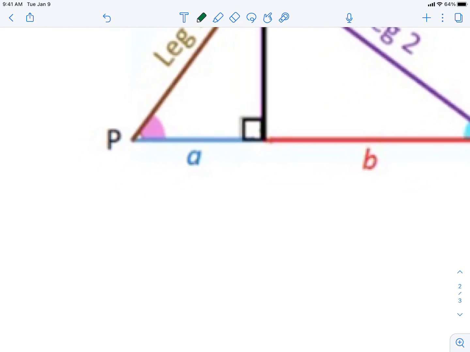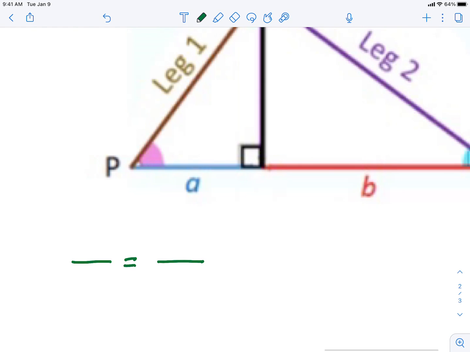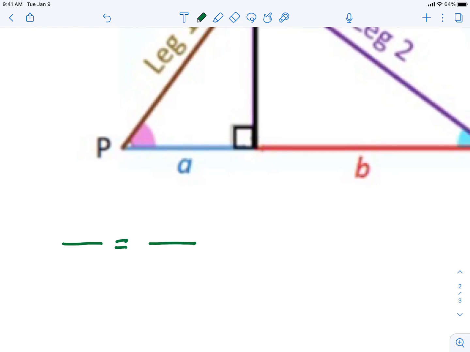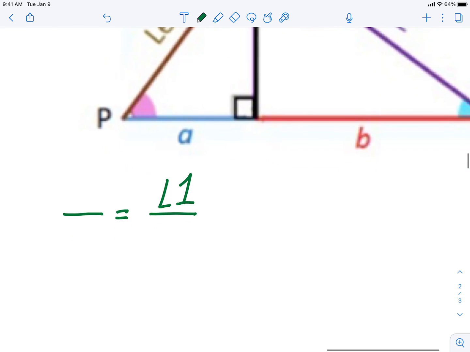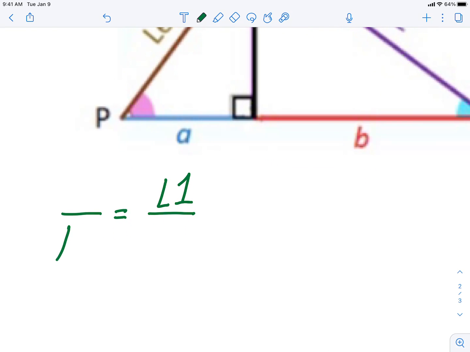So again, we're going to come up with a proportion here, and this is if leg 1 is missing. What if leg 1 is missing? So we're going to say L1 top right and L2 bottom left.